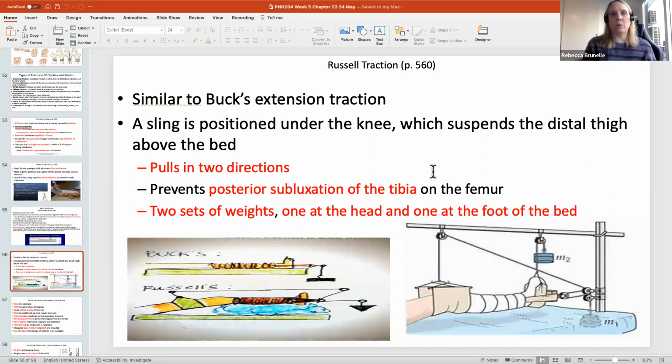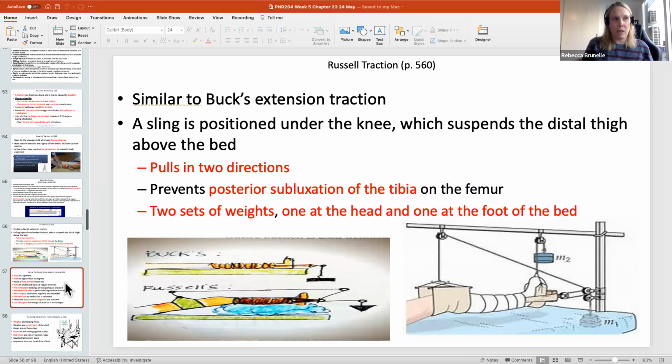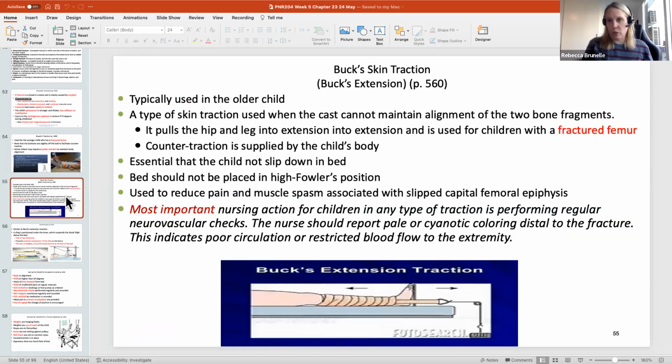There really is very little difference between Buck's and Russell's. The main thing is here the leg's a little bit elevated. They use a sling, but they still pull the leg in 2 different directions to align the bone. Here they use these slings to kind of lift them up. And this is Russell's traction. Both Russell's and Buck's are for older kids. The only one that's for the little kid is Bryant's.